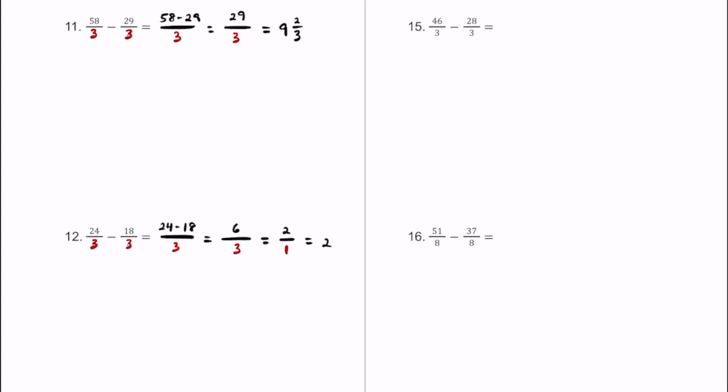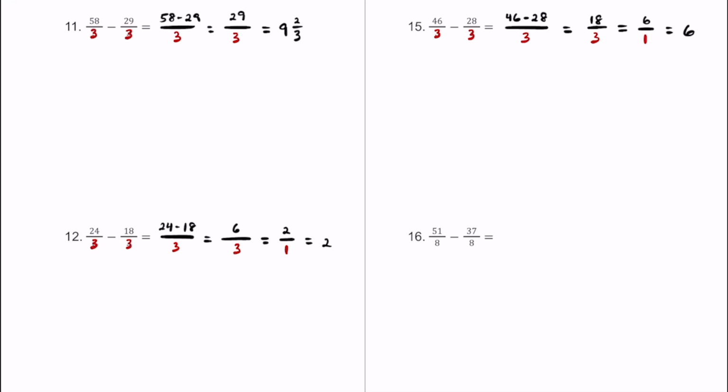For number 15, we have this 46 over 3, and we have this 28 over 3. So let's go ahead and subtract these. Of course, our common denominator here is going to be 3. And let's go ahead and find the difference between 46 and 28. Okay, so what is 46 minus 28? I think that's going to be 18. So it's going to be 18 over this 3. Now it's 18 over 3. Hopefully it looks familiar. 3 times 6 is 18, so we can divide these both by 3, and we get 6 over 1, or 6 wholes. And so this actually simplifies to a whole number as well, of just 6.